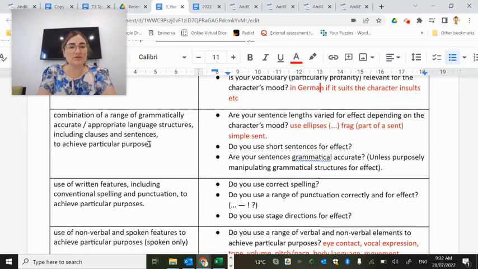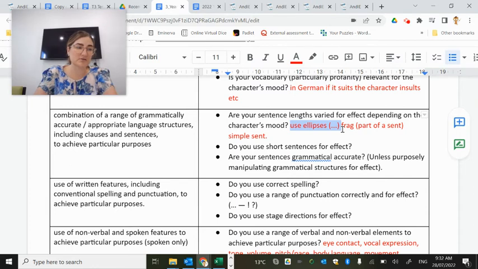Right, so a combination of grammatically accurate and appropriate language structures. So we're looking at sentence length. Is it varied? Does it show the character's mood? So if you are showing anxiousness or guilt or worry, you'd probably be using a lot of short sentences that sort of flit from one idea to the next. You might have a sentence or a word stop halfway through because your thought changes rapidly to something else.